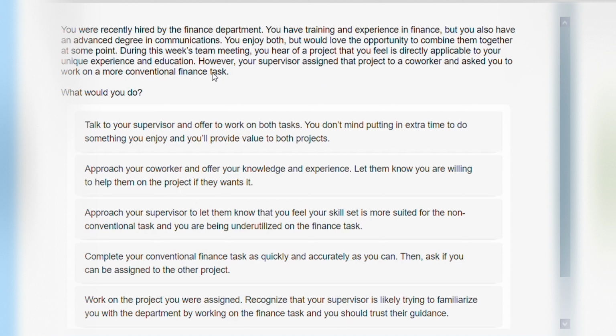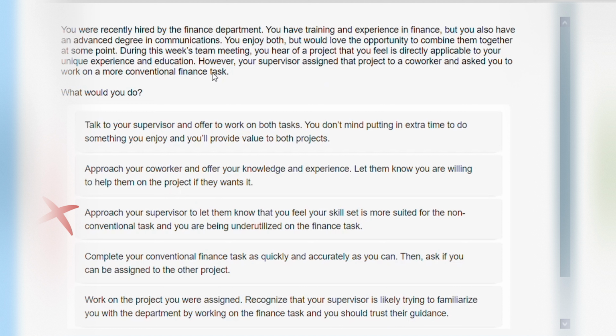Let's start with elimination again. Now, given your manager has already taken this decision and given you're new in the company and have to learn the ropes of the tasks and job and the function and the company itself, I would eliminate the option where you tell your supervisor that you are not suited for conventional finance tasks, which is option number 3.